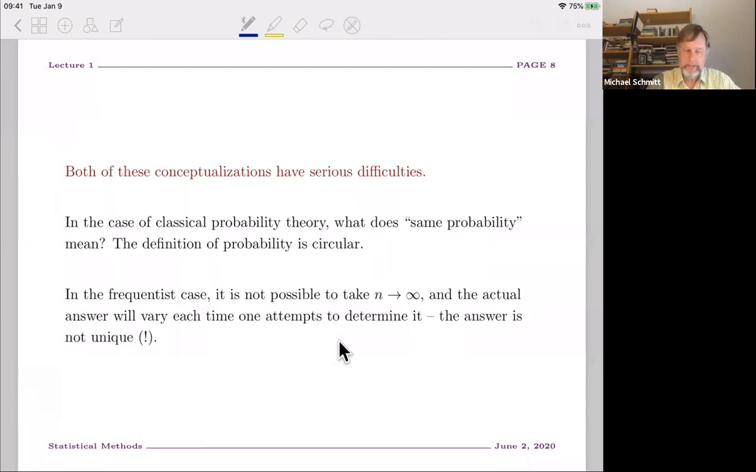Frequentist case, it's not possible to take n to infinity, and the actual answer will actually vary each time you try to determine it. So the answer is not unique. Usually, that's a no-no in science and mathematics, right? If you calculate something, you should get a unique answer every single time. It should be the same answer. It should not be random or stochastic. So both of these conceptualizations have some serious difficulties, but nonetheless, they help us to grasp some things about what's going on.